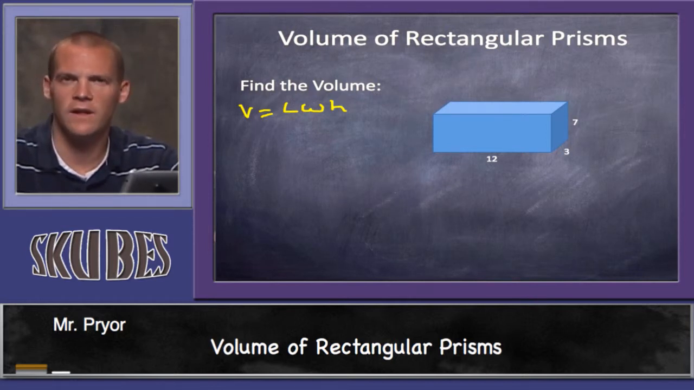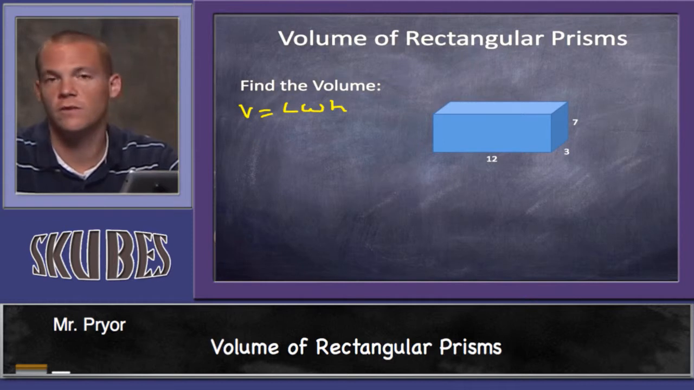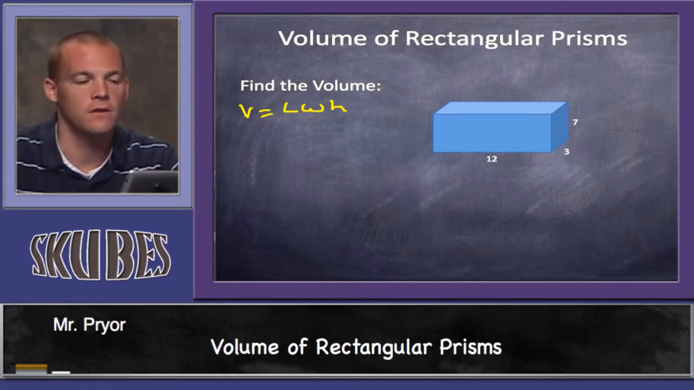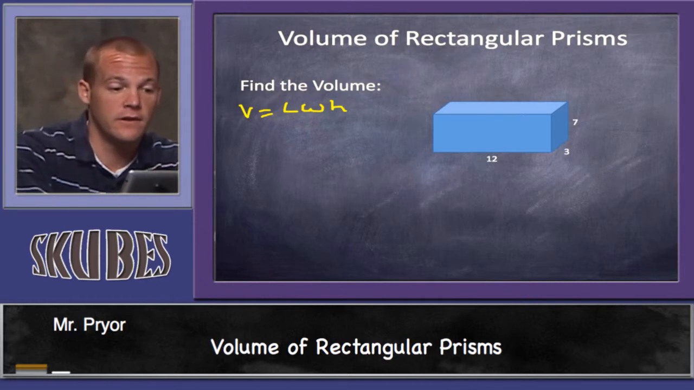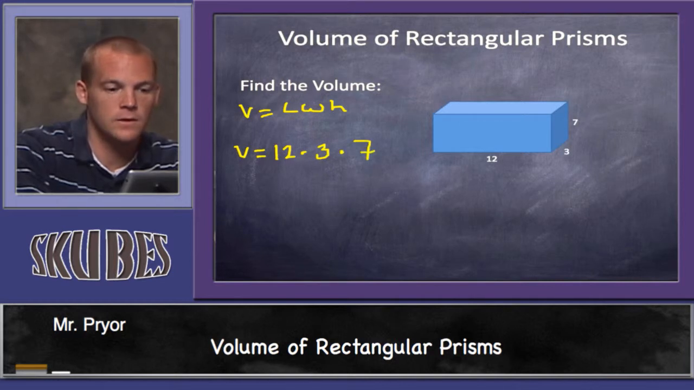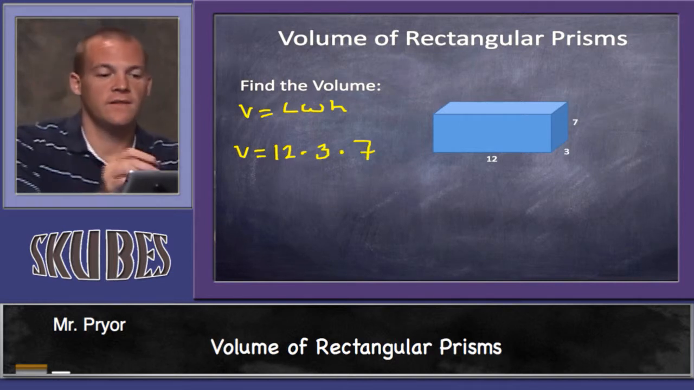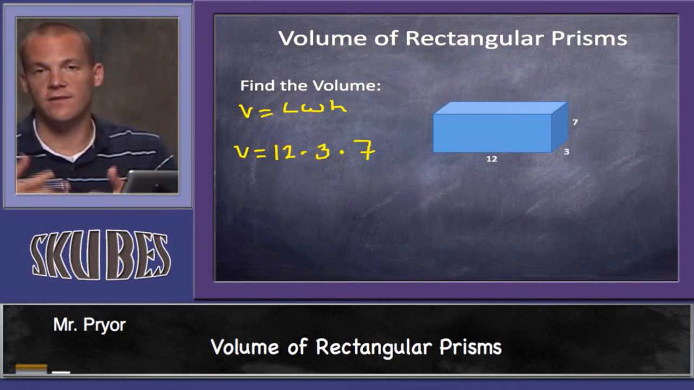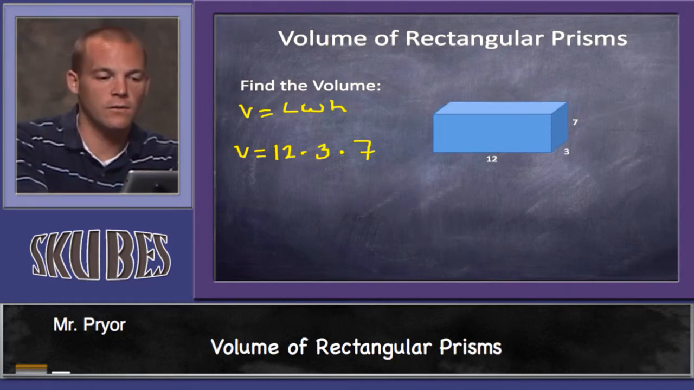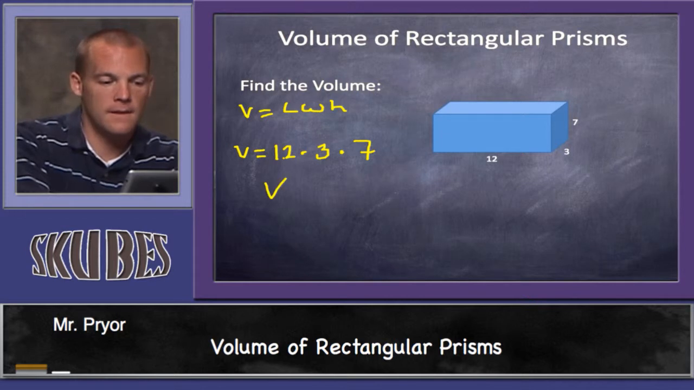So I wouldn't spend a whole lot of time going which one is length, which one is width. It's not going to matter. You just need to substitute them in, or really just multiply them together. So it's going to end up being volume equals 12 times 3 times 7. In this case, we'll probably have to break up the multiplication and separate it out so that we don't make any mistakes. So we'll start with 12 times 3, and that's going to give us 36.